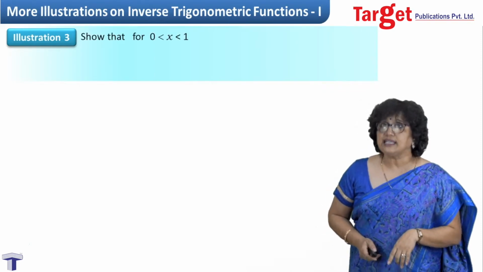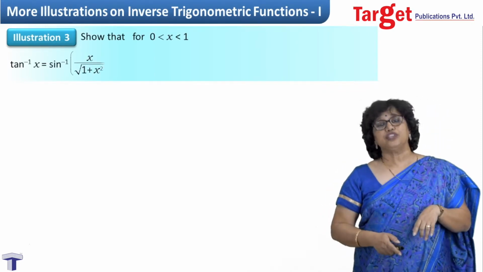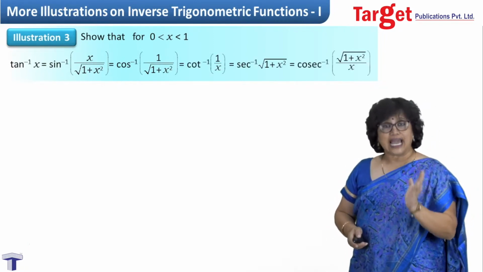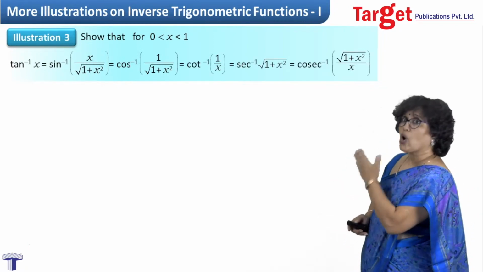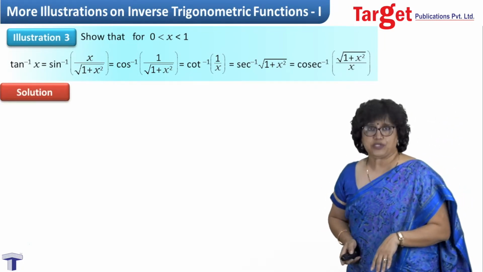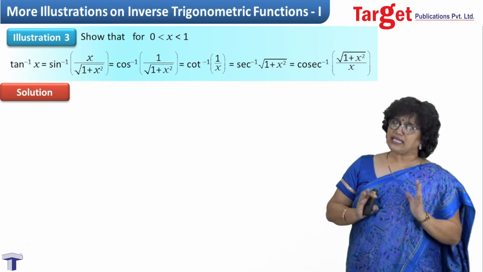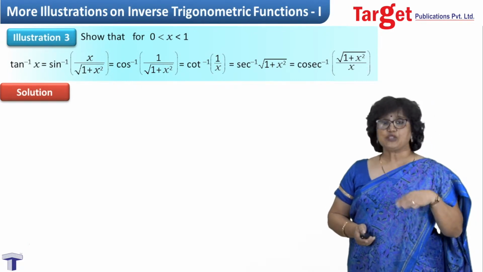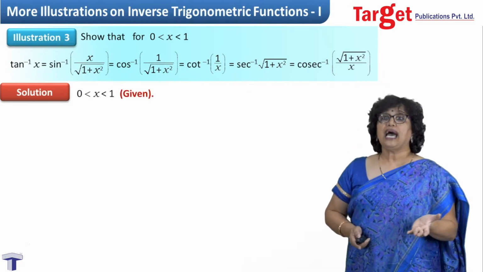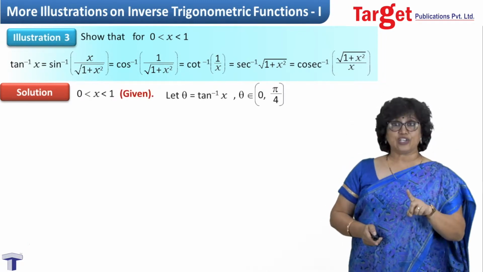Now, that says that if x is between 0 and 1, I try to write tan inverse x in terms of sine inverse, cos inverse, cot inverse, sec inverse, and cosec inverse. Now, what could be my procedure? What do you think? Similarly, we should start, x is between 0 and 1. I can name tan inverse x as theta, true. And from there I will be getting the condition on theta.